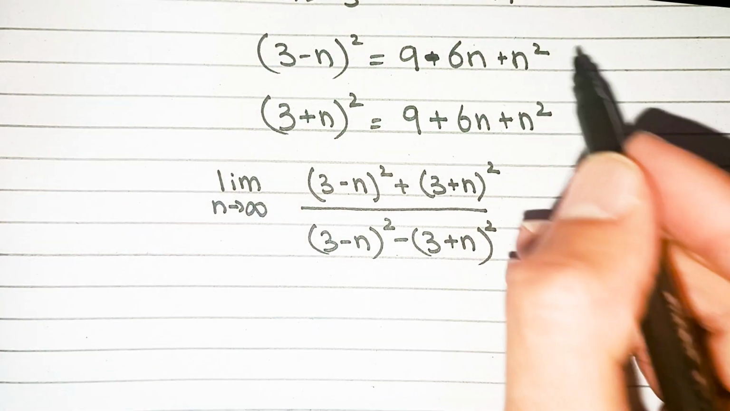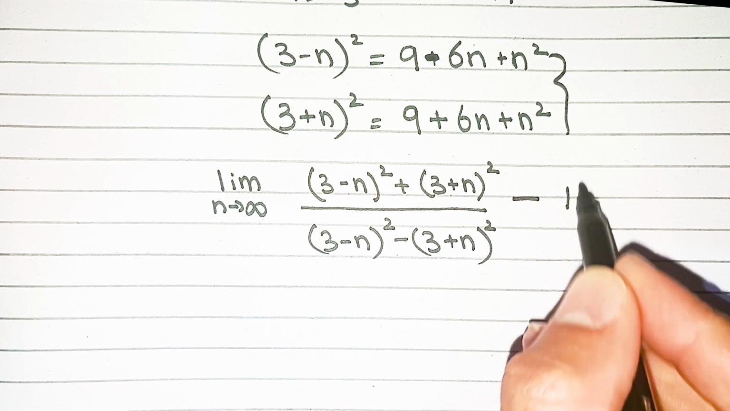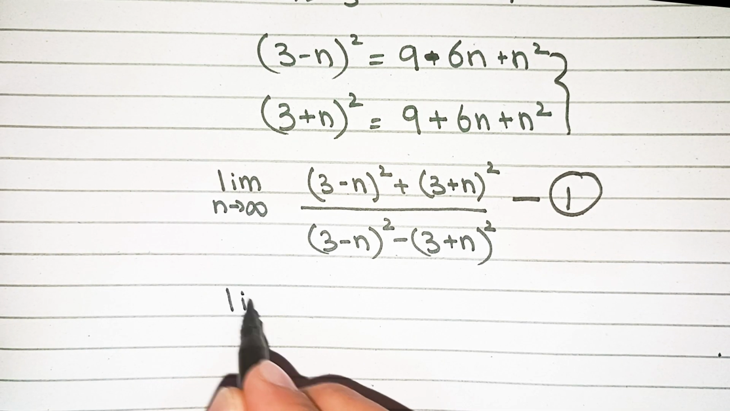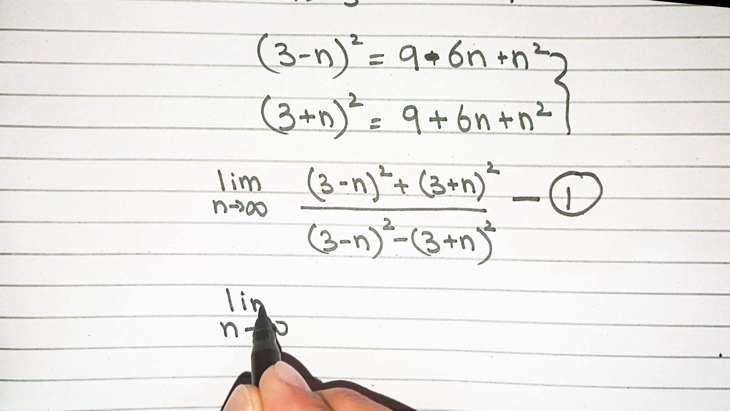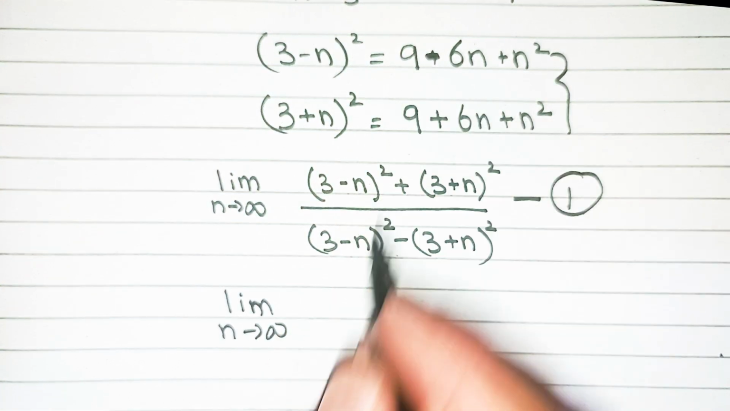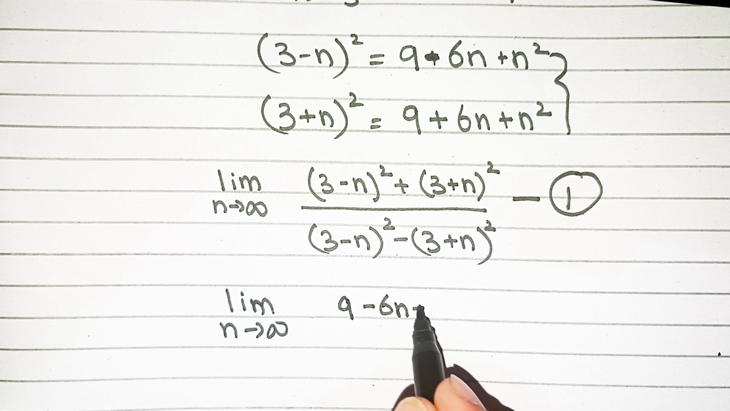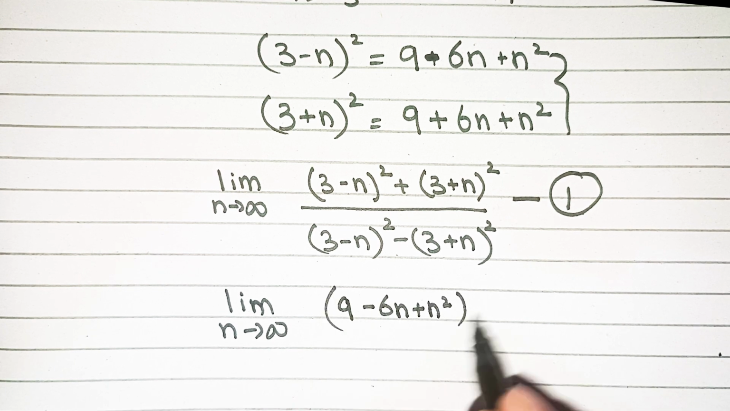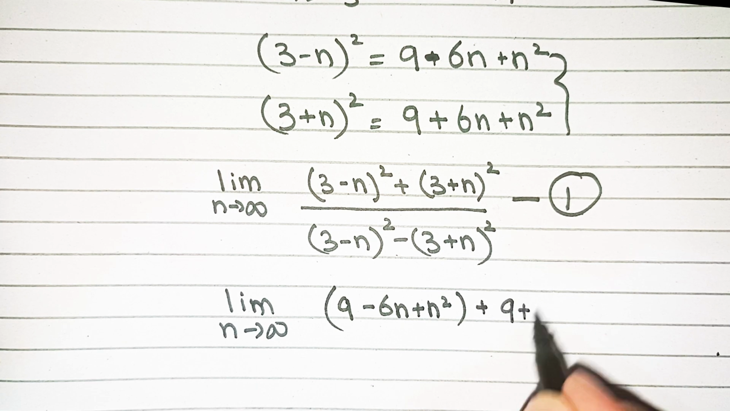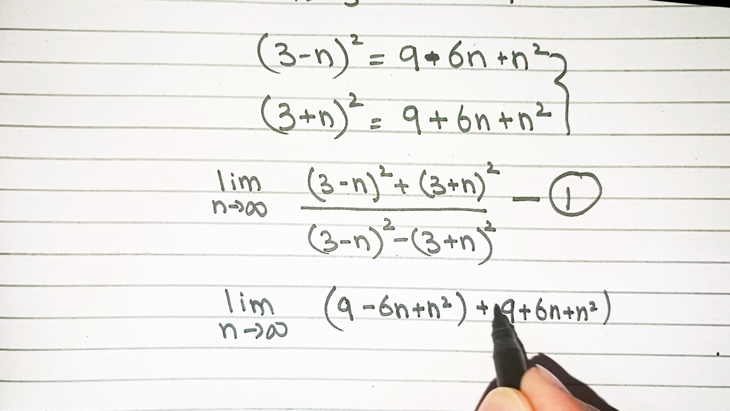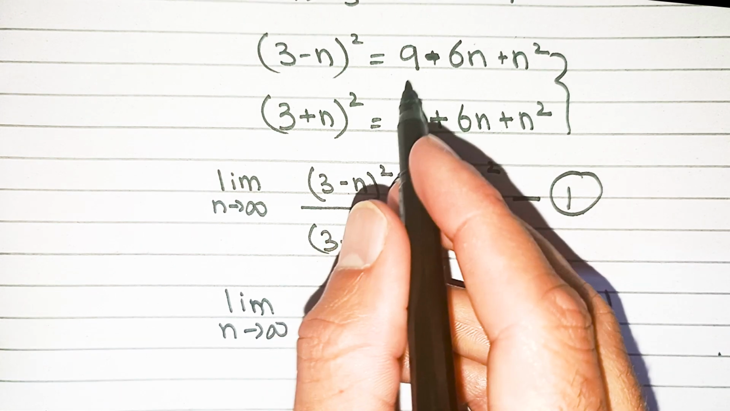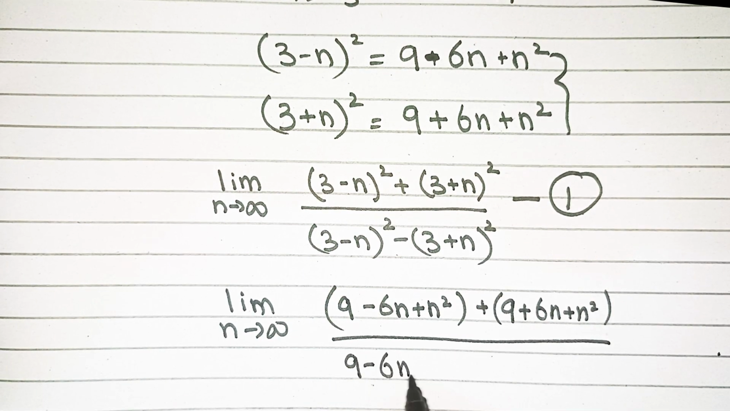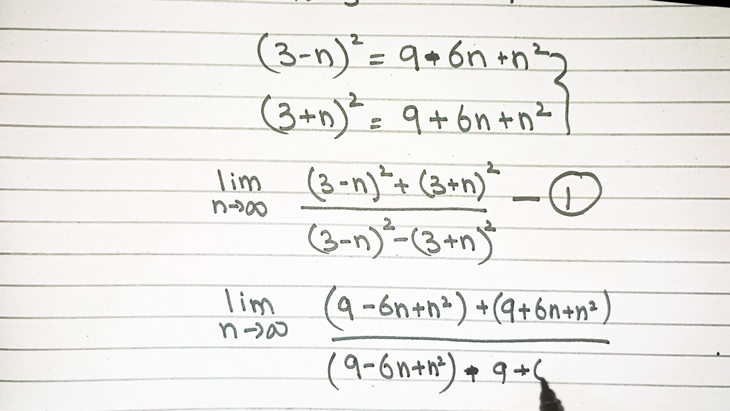So here, put these two values in equation number 1. What will we get? Limit n tends to infinity, (3 minus n) whole square equals 9 minus 6n plus n square, plus 9 plus 6n plus n square, divided by this value 9 minus 6n plus n square, minus 9 plus 6n plus n whole square.